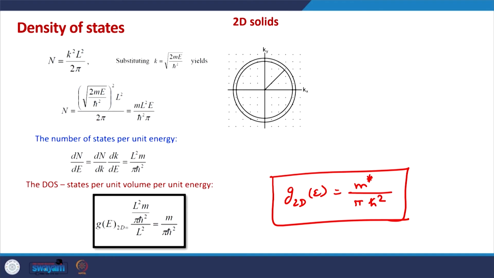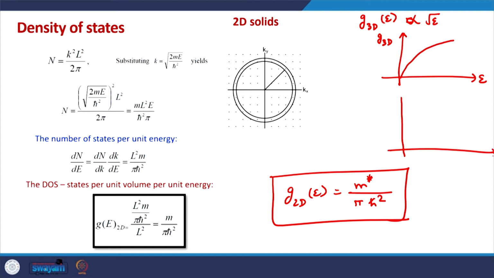And this is an interesting result if we compare this to the 3D case, because in the 3D case we saw that the density of states is directly proportional to the square root of E, and that is why if we plot density of states for a 3D case as a function of energy, it is a function like this. But for a 2D case the density of states is constant, and if we plot G2D versus E, it will essentially be a straight line parallel to the energy axis. So, it will not change with energy.